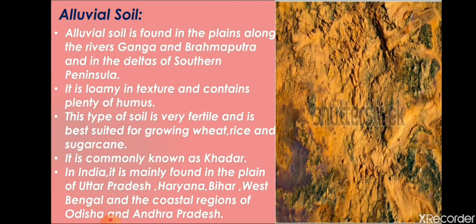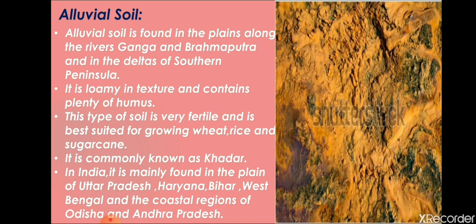The next soil we will talk about is the alluvial soil. It is clear by its name only. Alluvial soil means the soil that is formed by alluvium. Now what is alluvium? All of you know that alluvium is a collection of silt, grain and sand that is brought by the rivers from the mountain. So alluvial soil is basically found where the rivers are present. Alluvial soil is found in the plains along the river Ganga and Brahmaputra and the deltaic region where there is water. It is loamy in texture and contains plenty of humus.